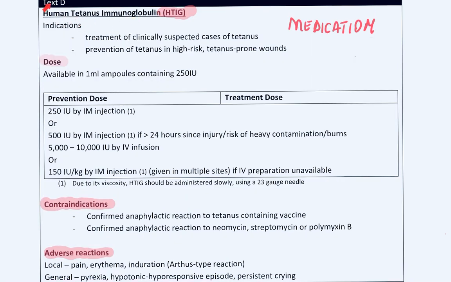Finally, we agree that text D is about medication because we have human tetanus immunoglobulin. So we have indications, dose, contraindications, adverse reactions. And we know if you're a healthcare professional and you are used to medications, all medications will have leaflets. And you get the set of instructions, when you can give them, amount you can give, and why you cannot give, and also some reactions you should expect. That's why we label this text as medication. It's dedicated for a particular medication.